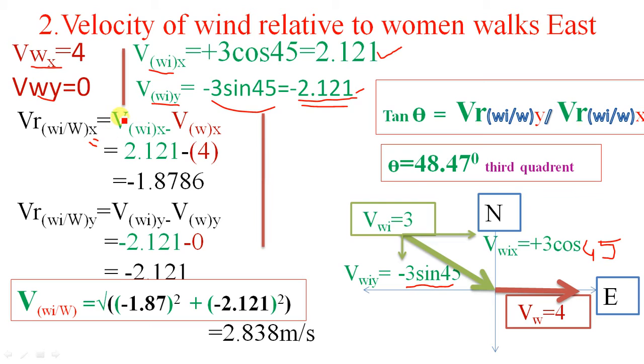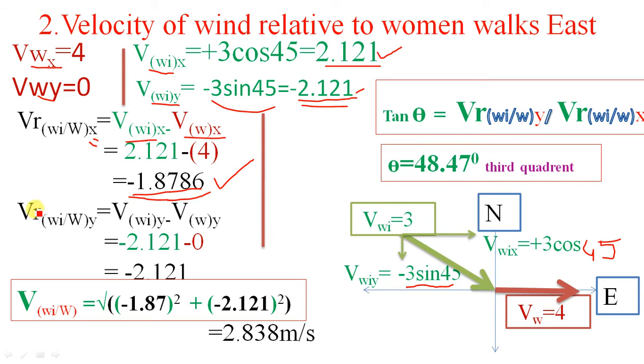So for that, relative velocity of wind in x direction is the velocity of wind in x direction minus the velocity of woman in x direction. So 2.121, this is the value, minus 4, that will give you the answer minus 1.8786, that is the relative velocity of wind with respect to woman in x direction.